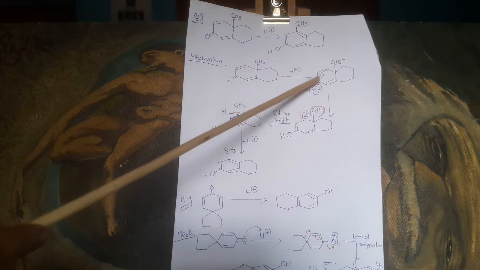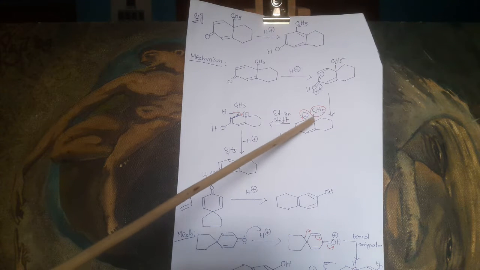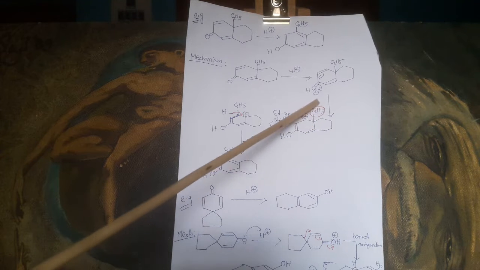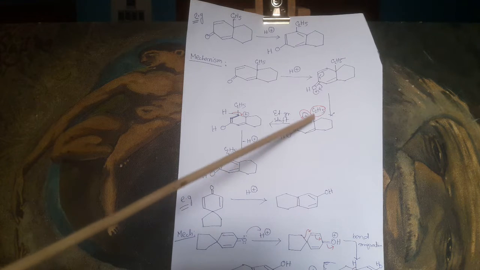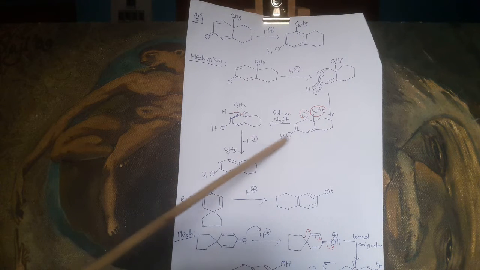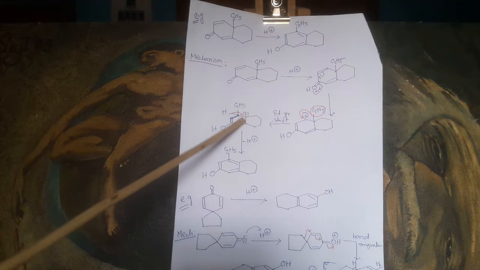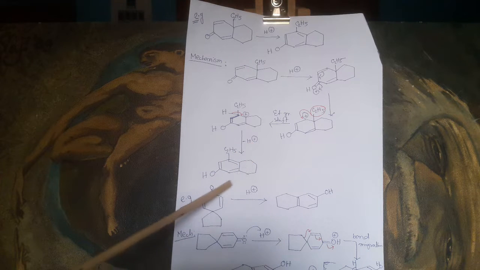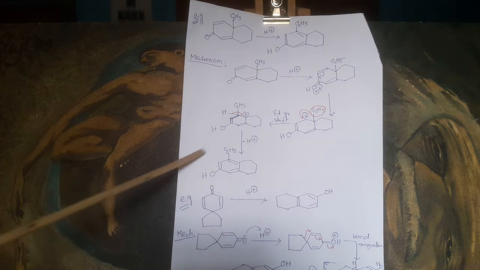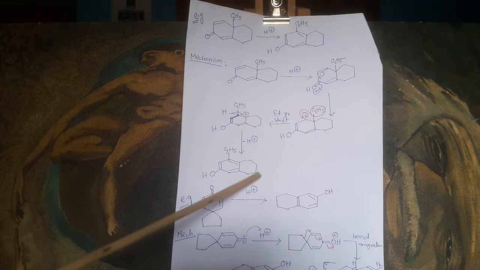After this protonation, the pi bond shifts here and forms a carbocation, which is a secondary carbocation, and the adjacent ethyl group migrates from this center to that carbocationic center. After ethyl group migration, a tertiary carbocation is formed, which is a stable carbocation, and after H plus elimination, this type of aromatic phenolic compound is formed.